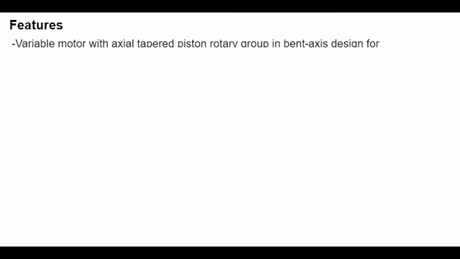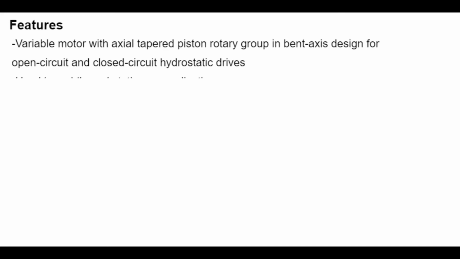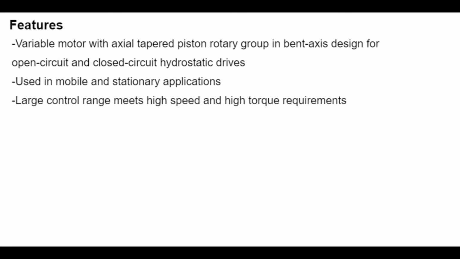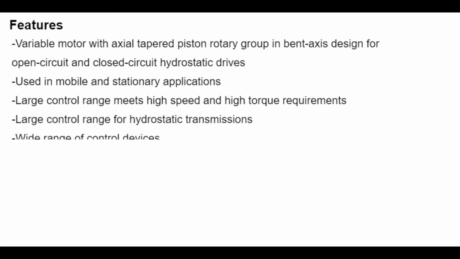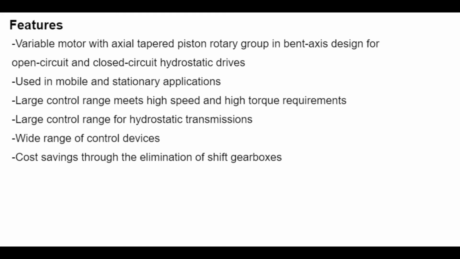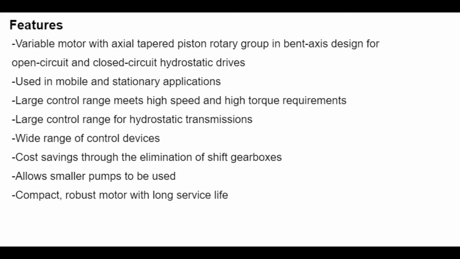The Rexroth A6VM and A6VE variable motors with axial tapered piston rotary group in bent axis design are used in open circuit and closed circuit hydrostatic drives for mobile and stationary applications. The large control range of the variable motor meets high speed and high torque requirements, which together with a wide range of control devices results in cost savings due to the elimination of shift gearboxes and the option of using smaller pumps. The compact, robust motor has a long service life and high power density, as well as a good starting efficiency. Compared to fixed motors, variable motors have a wide control range for hydrostatic transmissions.